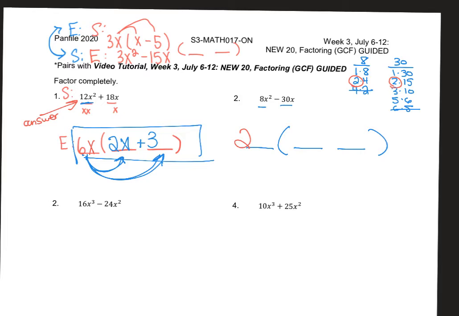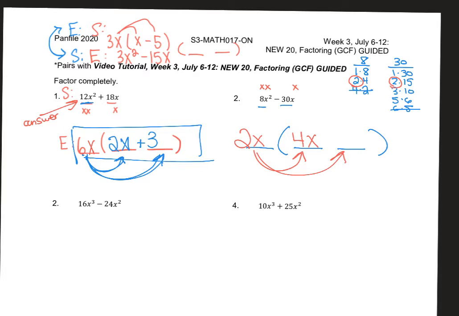And again, these are going to become repetitious as well, because if you see your variable situation is the same as in number 1. I have x squared here and I just have x here. So the biggest amount of x's I can take here is just an x. So 2x times what will get me back to 8x squared? It's going to be 4x. 2x times 4x gets me 8x squared.